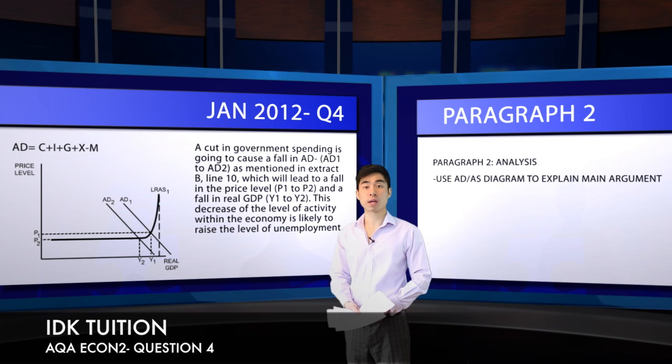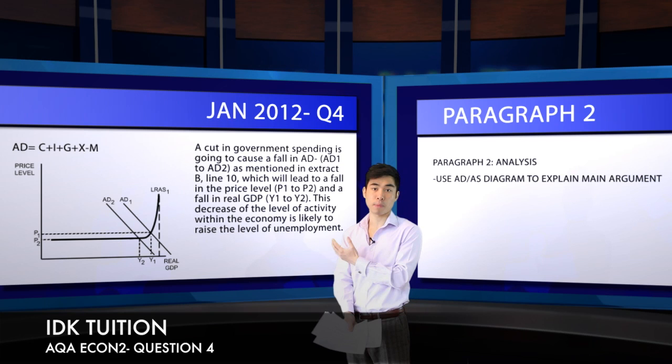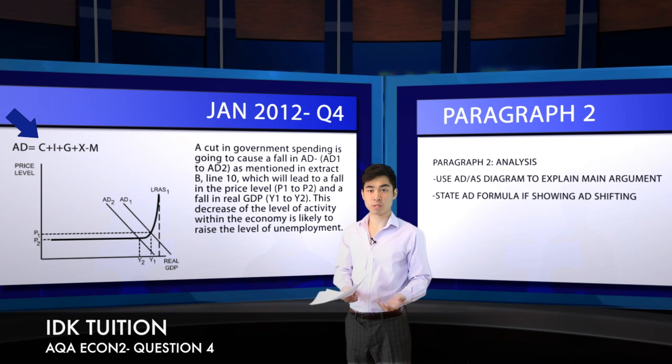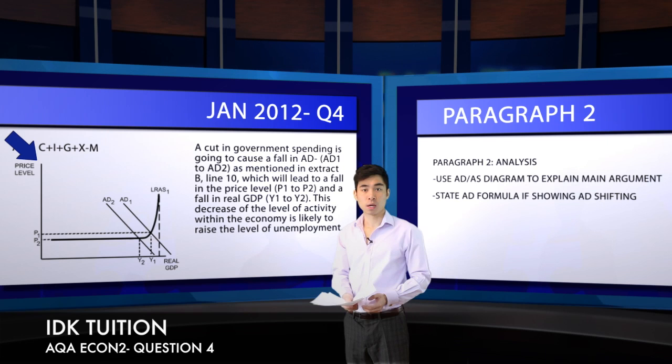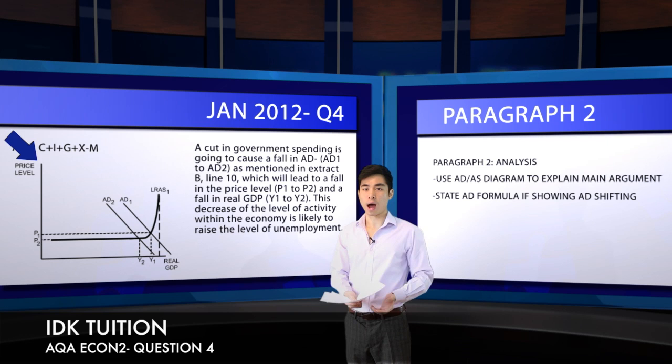So we're talking about government spending here and the effect on aggregate demand. Anytime you're talking about aggregate demand, it makes sense to state your aggregate demand formula. We've done that here. This is going to help you not only with your analysis marks, but also your knowledge marks. You've shown the examiner you understand what makes up aggregate demand. And then we're going to draw our diagram. You know that cutting government spending is going to reduce aggregate demand, so the aggregate demand curve is going to shift to the left there. And obviously this is going to have an effect on real GDP, unemployment and inflation. Again, we've just shown that there.